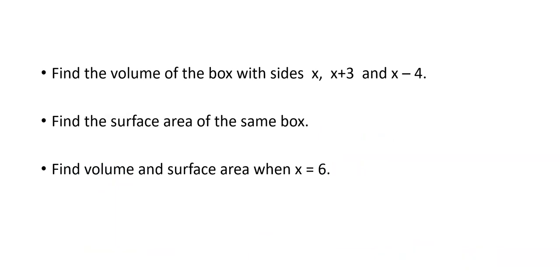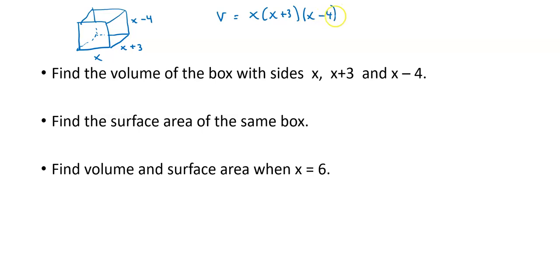All right, this one might look a little new to you. It says find the volume of a box with sides of x, x plus 3, and x minus 4. So if I were to try to draw a little box here, it says the sides are x, x plus 3, and x minus 4. So the volume of a box is length times width times height. So if I want the volume of that box, I'm going to multiply x times x plus 3 times x minus 4.